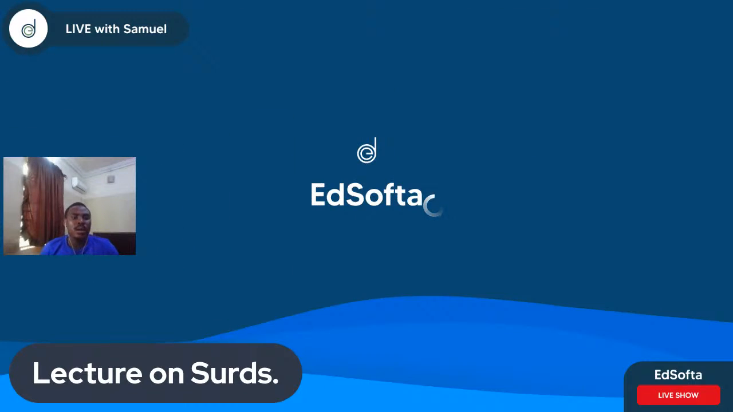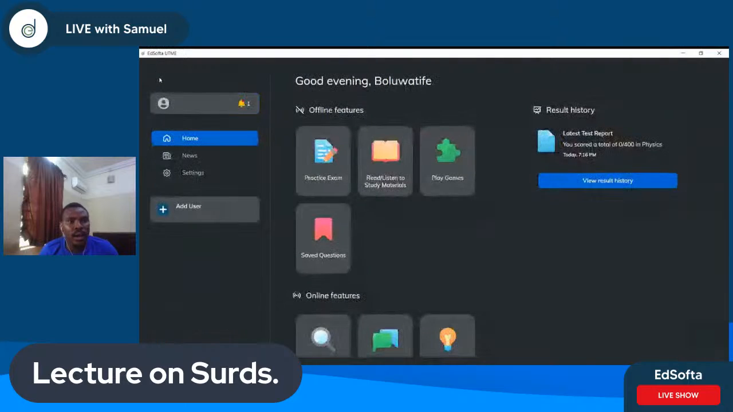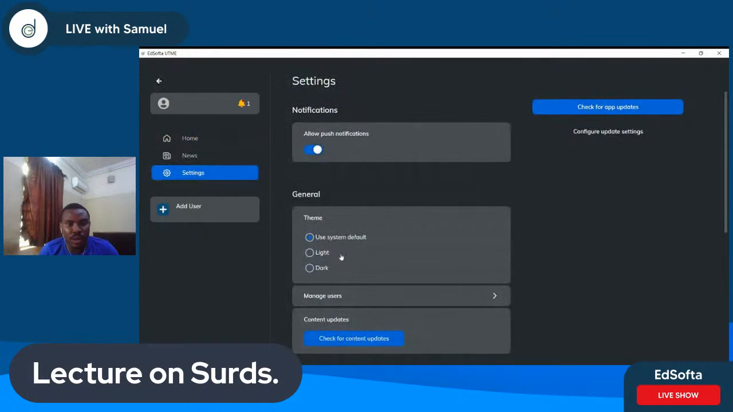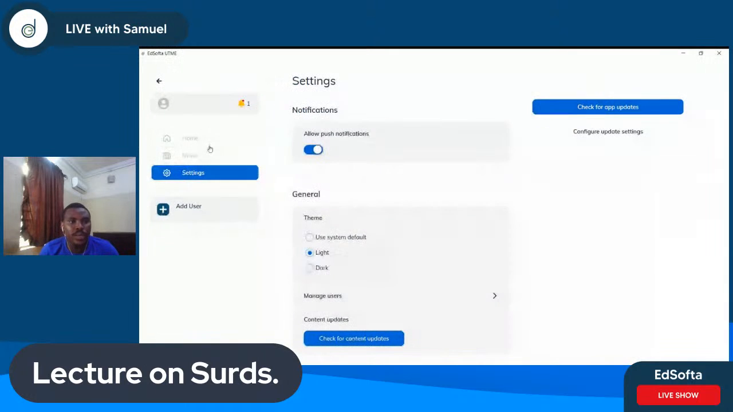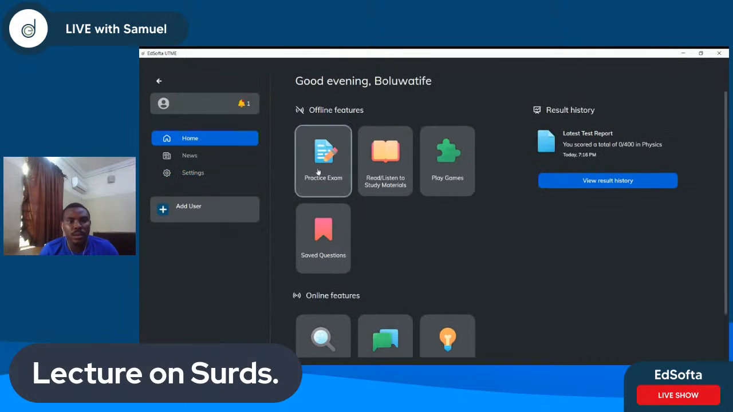So what we have here is an EdSofta app. This is what it looks like for those that have the desktop. But we also have the Android. The Android still looks a bit like this, but on a smaller screen. Let's talk about a few features. You can decide to put it in light mode, depending on what you like to use. But let's use the dark mode.